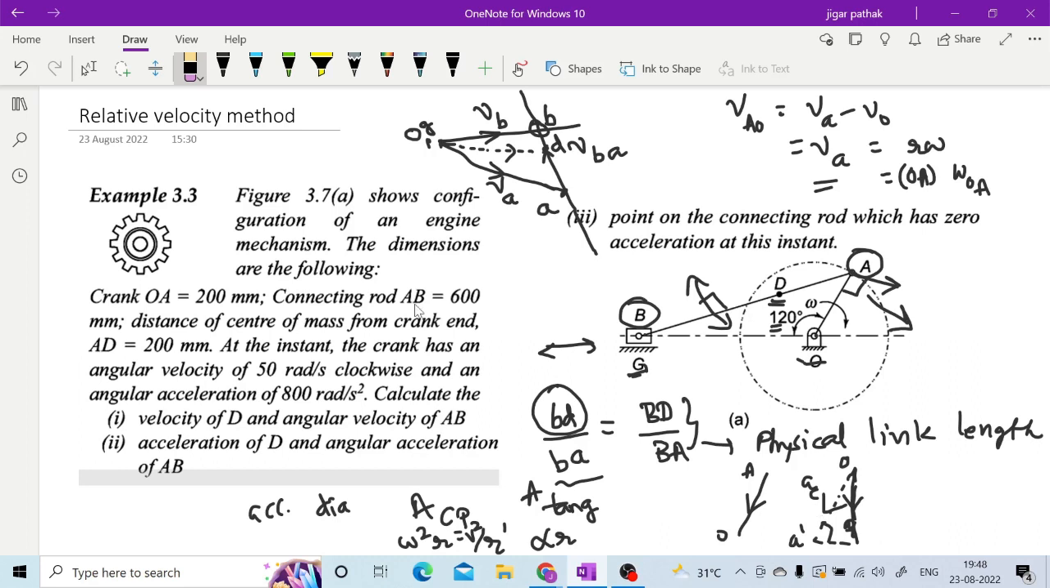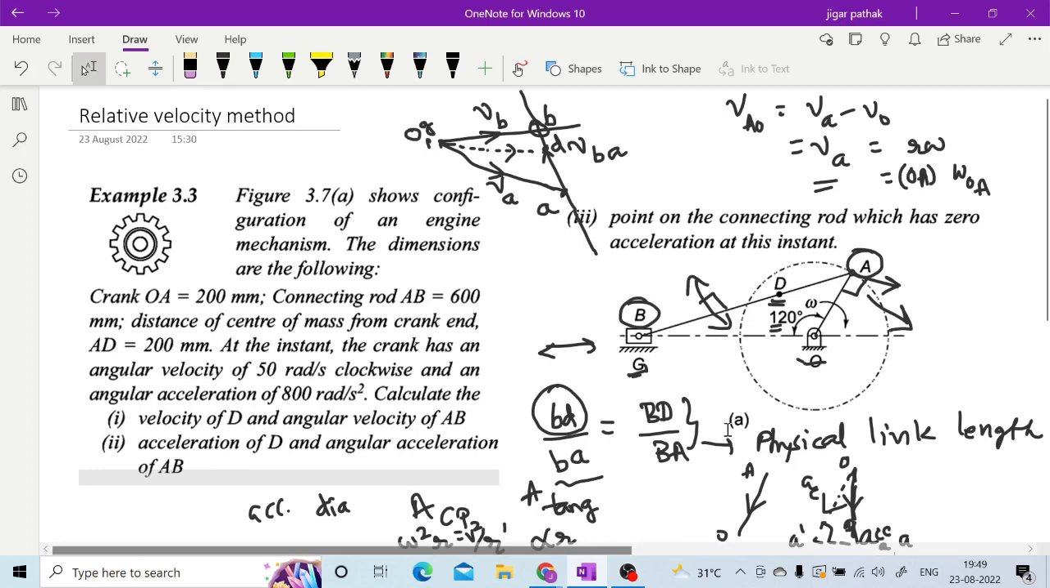So let us say this as the full acceleration of point A. Here a little bit of confusion is there, so I am writing acceleration of A. So the centripetal acceleration is in the direction of the link? It is in the direction towards the center about which it is rotating, right?